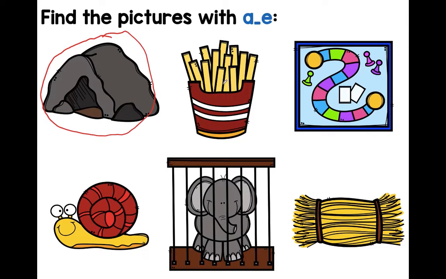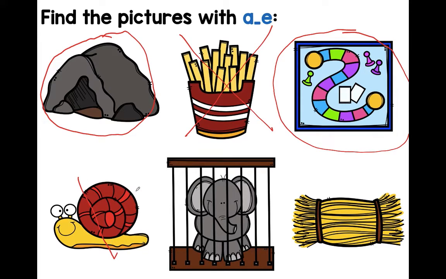And this looks like French fries or potatoes. Thumbs up, yes. Thumbs down, no. This would be a no. How about game? Thumbs up, yes. Thumbs down, no. Yes, this is a game. We're going to circle that. How about snail? Snail is a tricky one. That one does have a long A, but it is not a blankie, so we're going to cross that one out.